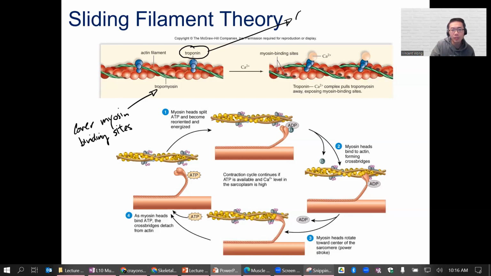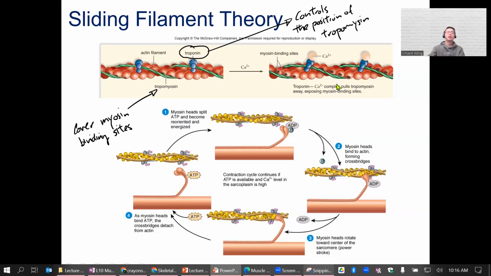Okay, so troponin controls the position of tropomyosin. Okay, do you cover the binding site or do you expose the binding site? The troponin will basically roll the tropomyosin one way or the other to either cover them up or expose them.